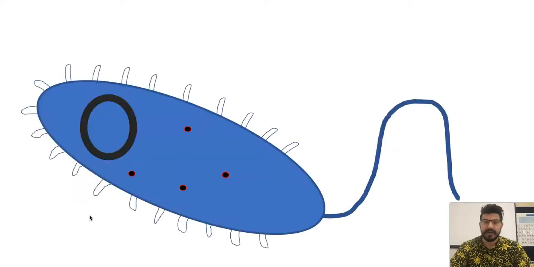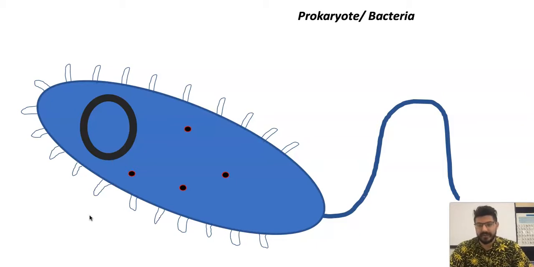So today we're going to follow on and start talking about cells. And I'm going to introduce you to probably the most simple, direct cell design that you can possibly think of. And that is this little fella here. This is what we call a prokaryote cell. And they're usually a type of bacteria.